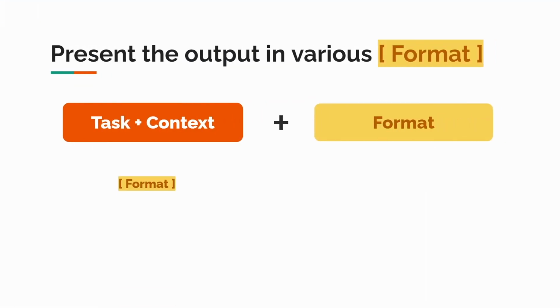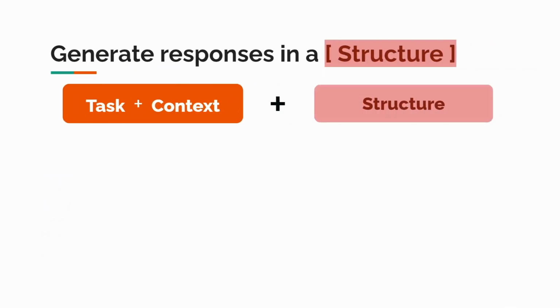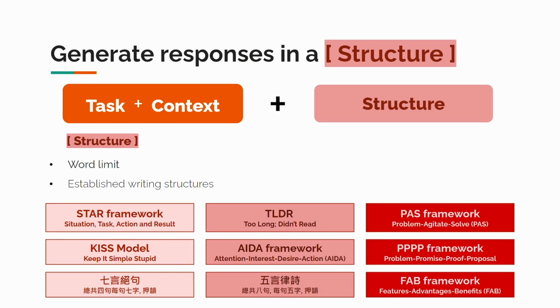Indeed, you can instruct ChatGPT to present the output in various formats, such as bullet points, paragraphs with headings and subheadings, Markdown tables, and code blocks. By specifying a desired format, you can obtain a more readily usable output. Another one is structure. You can instruct ChatGPT to generate responses in a specific structure. For instance, you may set a word limit for the response or suggest the AI to follow established writing structures, like the situation, task, action, results framework, or the structure of a Chinese poem.